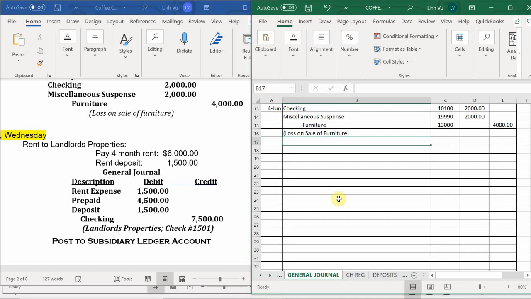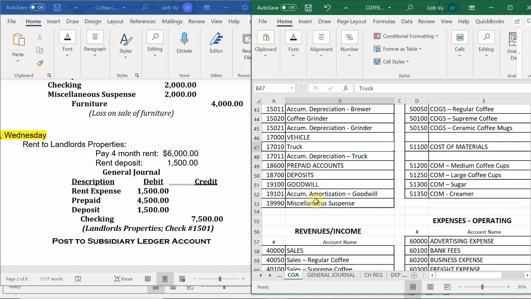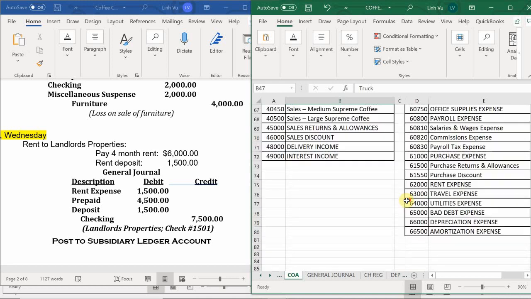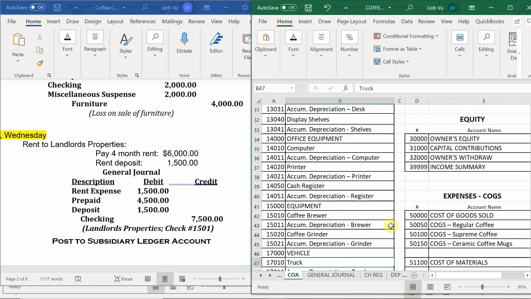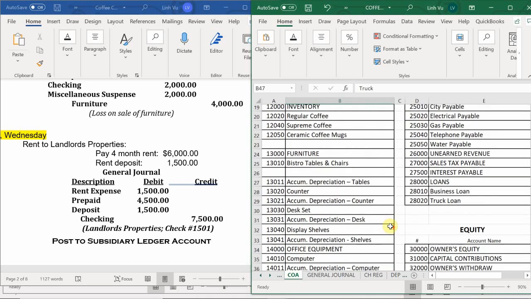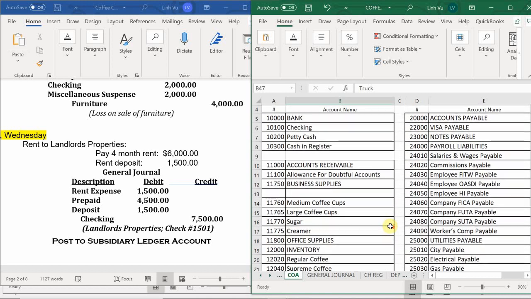So let's go ahead and properly journalize this and make sure that we have our proper accounts. Let's take out our chart of accounts. The first thing that we did was a rent expense. So let's take a look at our expenses. Do we have rent expense? I'm supposed to. Let's see. Yes, 62,000. Next one is going to be a prepaid rent.